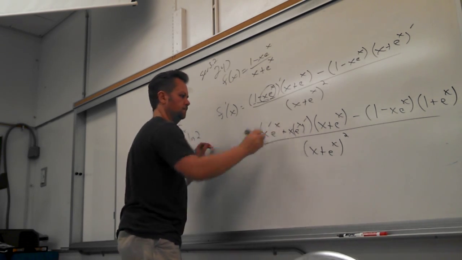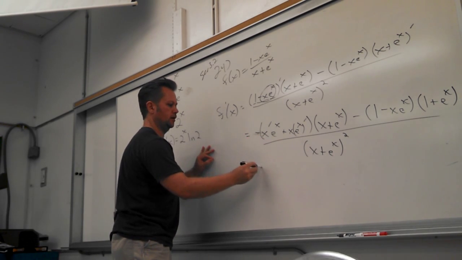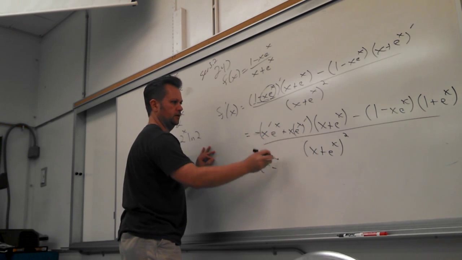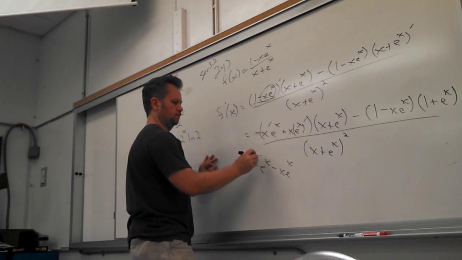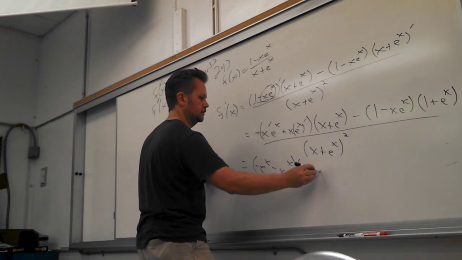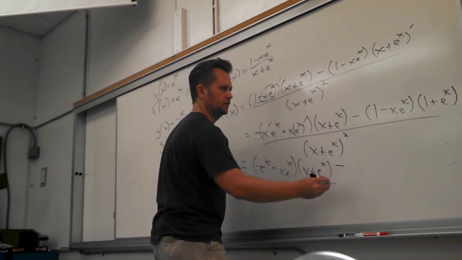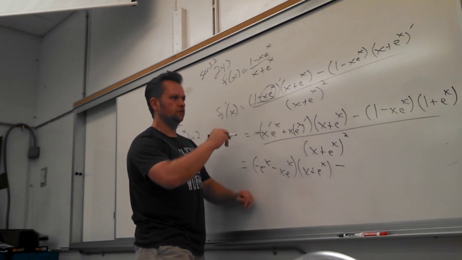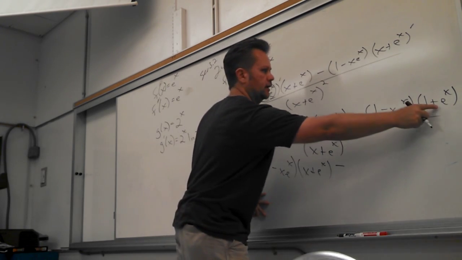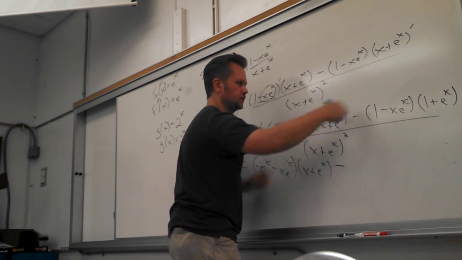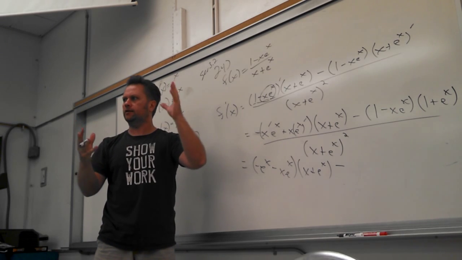Now cleaning this up. X prime is 1. We get negative e to the x minus x e to the x times x plus e to the x minus, yeah, and it's no use, and now you just got to FOIL. This part's not going to have this in it, so there's nothing you can factor out and kill. You might as well just start multiplying things out.